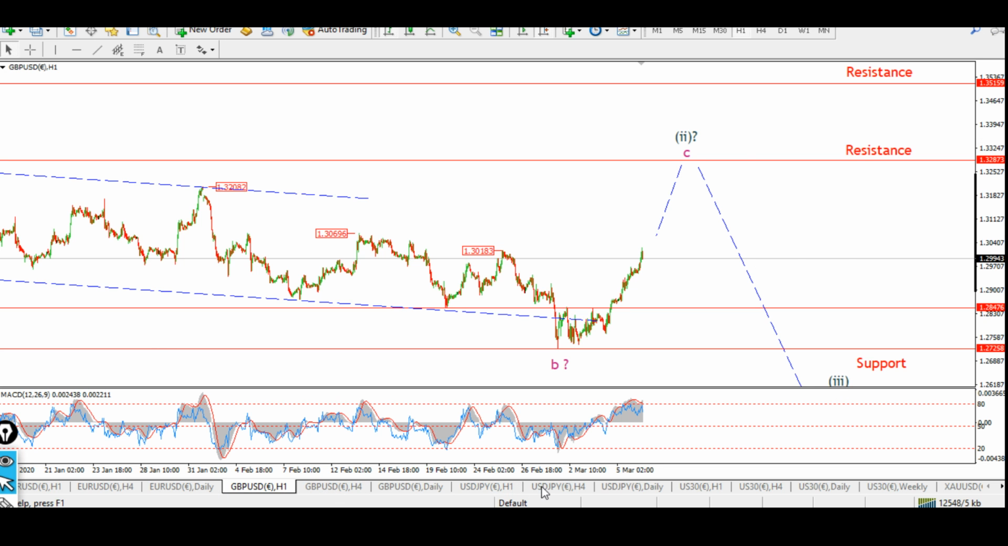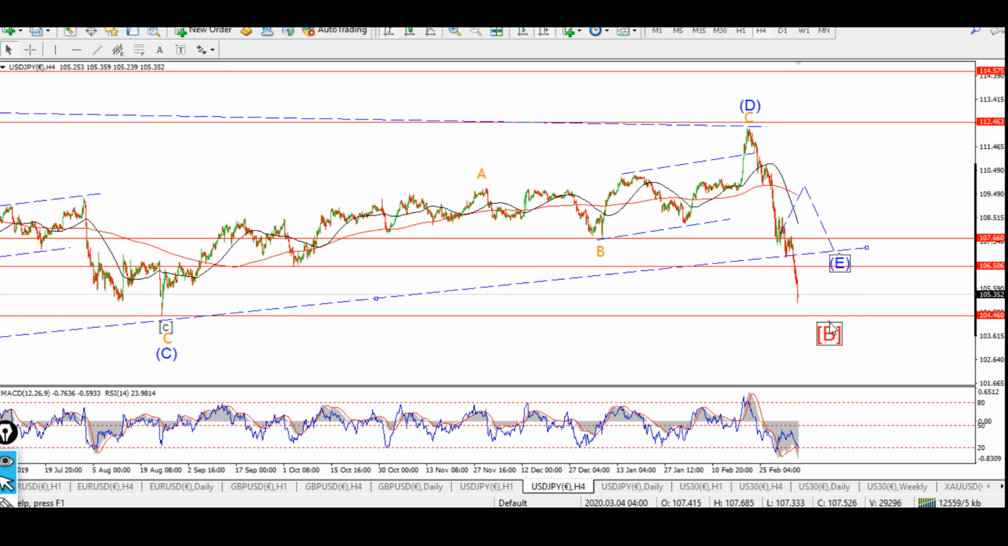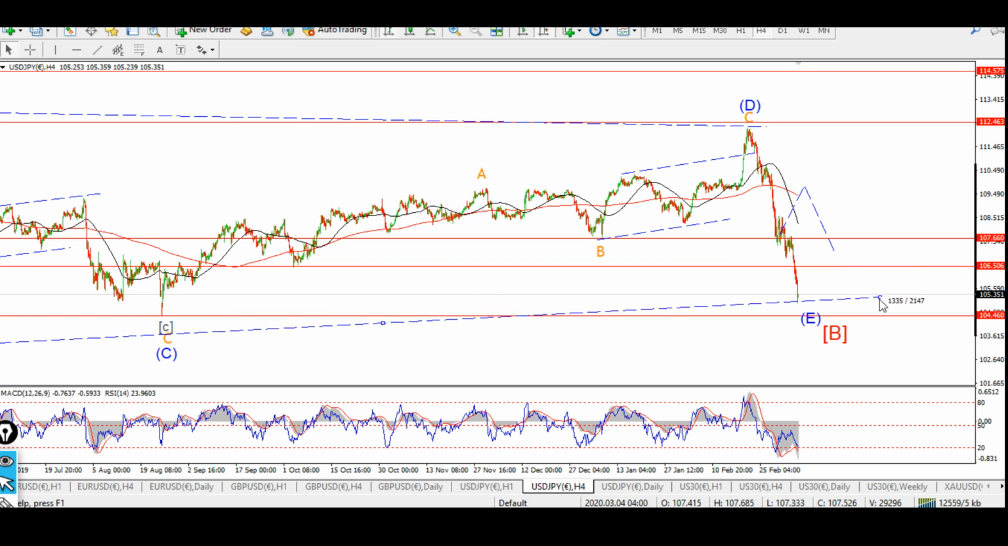Alrighty. Dollar yen. Dollar yen is challenging the current interpretation for wave B here in this triangle, and I'll get into that in a second.